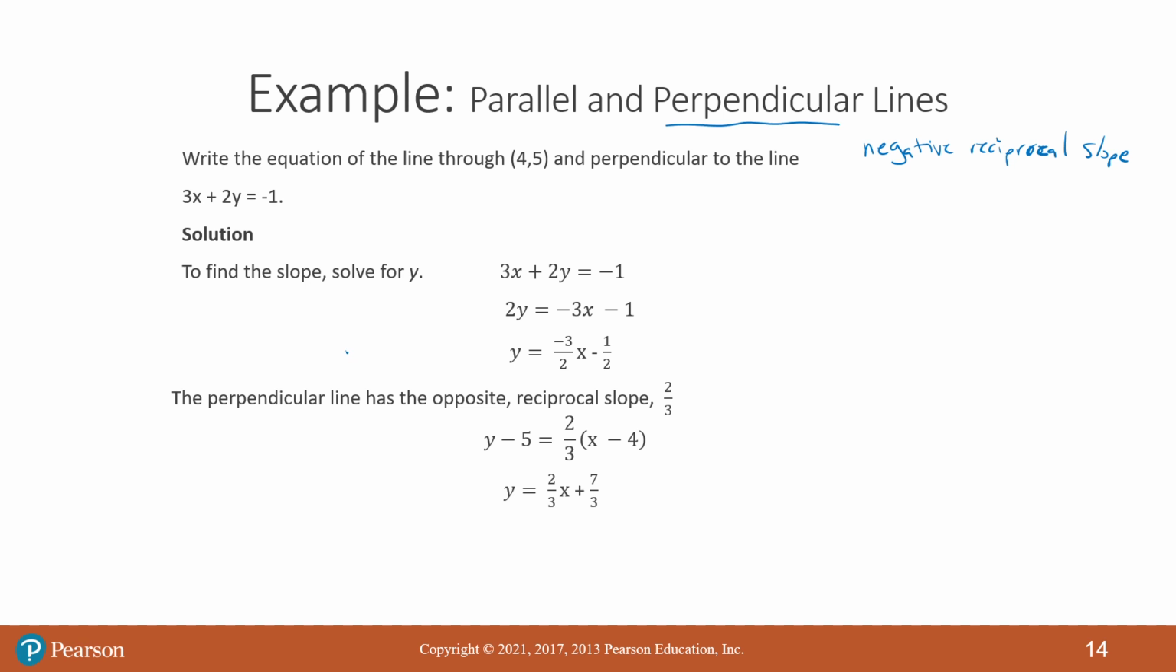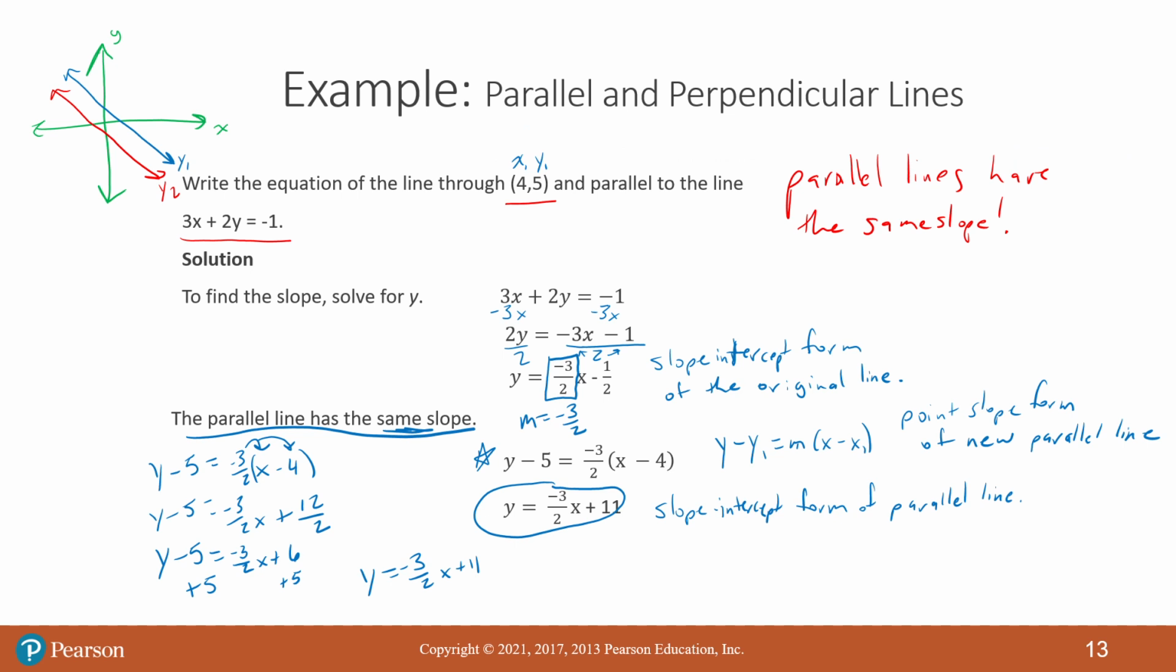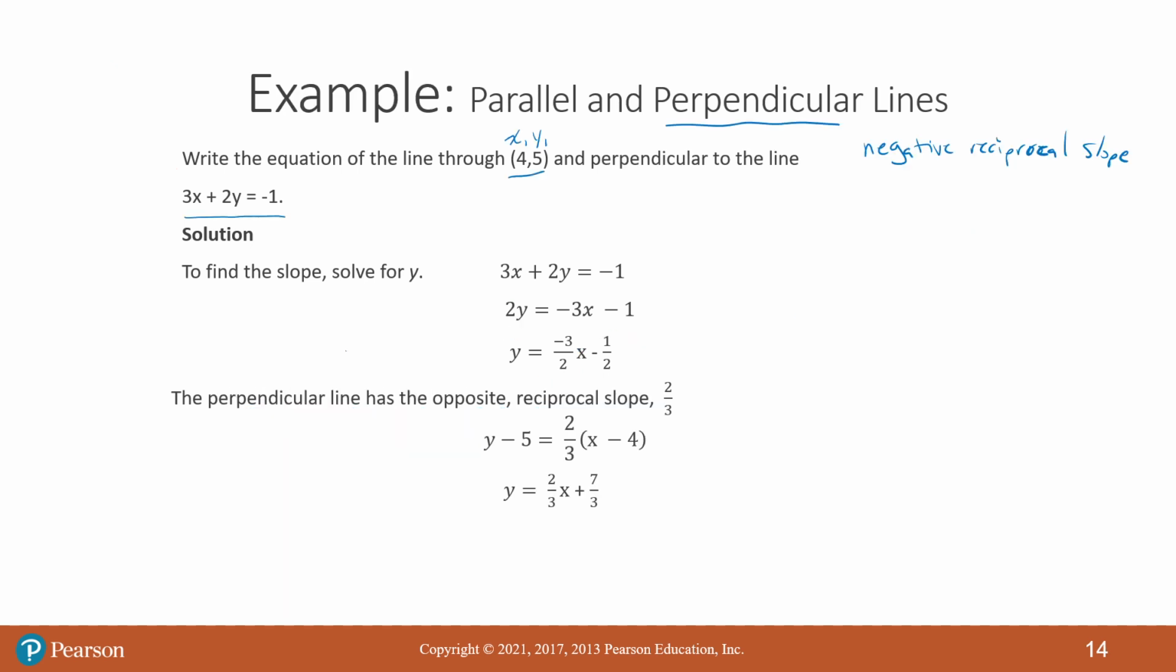Keep in mind that this is the same exact point and the same exact original equation that we worked with in the previous example. This is our x1, this is our y1. Now, we already solved this original equation on the previous slide to figure out its slope-intercept form, which is here. And remember, all we're really concerned with here is the slope of this original equation.